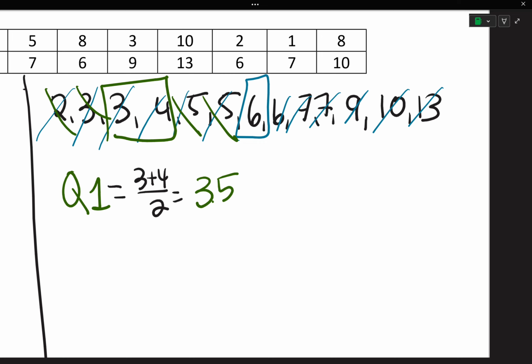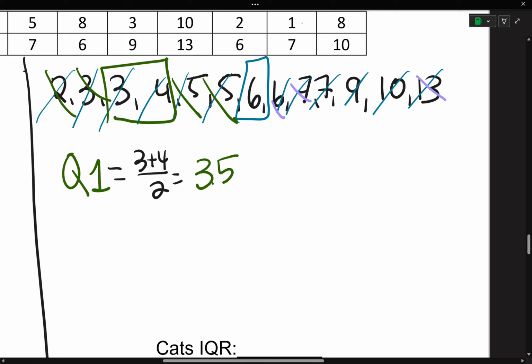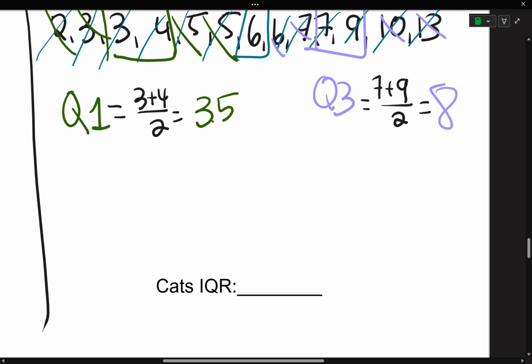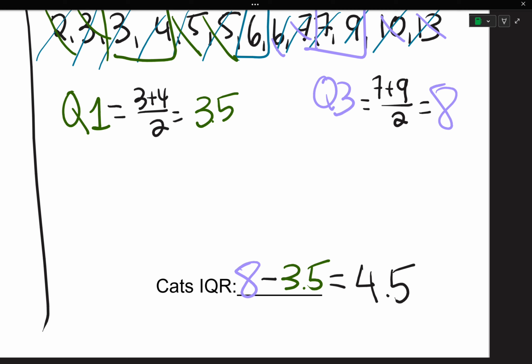Great. Now let's do Q3. To find Q3, we're going to cross a number off on each side. I'm left with 7 and 9. So for Q3, I do 7 plus 9 divided by 2, which gives me 8. Okay, so for the IQR for cats, we're going to do 8, which is Q3, minus 3.5, which is Q1. So the interquartile range for cats is 4.5.